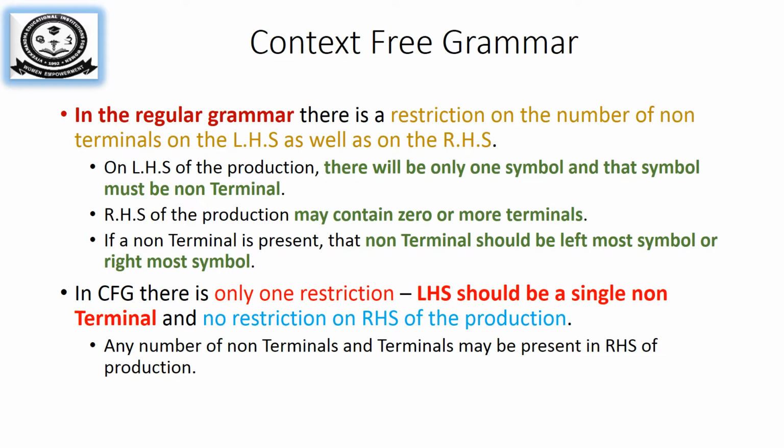So how does context-free grammar differ from regular grammar? In a regular grammar, you will have restrictions on non-terminals on both the left-hand side and right-hand side of the production. On the left-hand side, in a regular grammar, there should be only one symbol, and that symbol should be a non-terminal. Whereas the right-hand side may contain 0 or more terminal symbols. But if a non-terminal is present in the right-hand side, then it should be either the leftmost symbol or the rightmost symbol. So we have these many restrictions with the regular grammar.